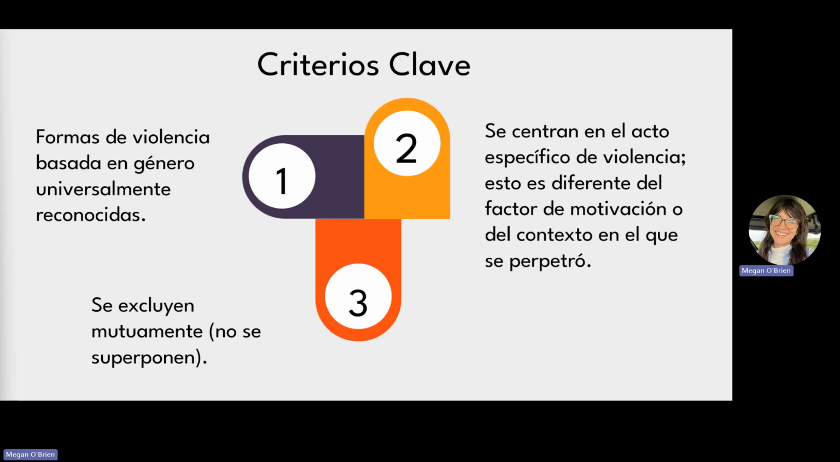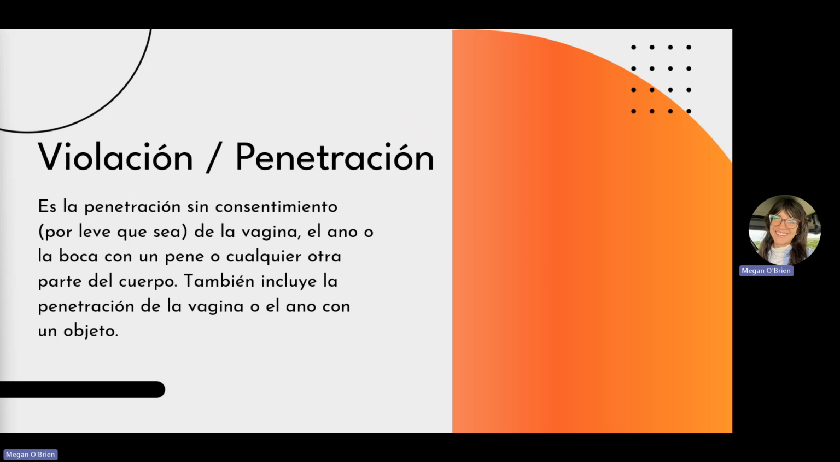I'm going to go through those now and read the definitions. So the first standardized type of GBV and the standardized definition is for rape. Rape is the non-consensual penetration, however slight, of the vagina, anus, or mouth with a penis or other body part. It also includes penetration of the vagina, anus, or mouth with an object.